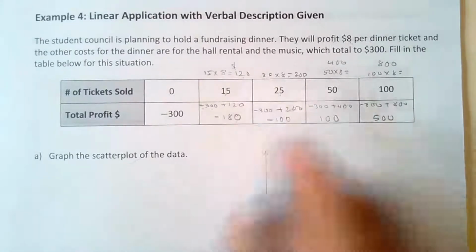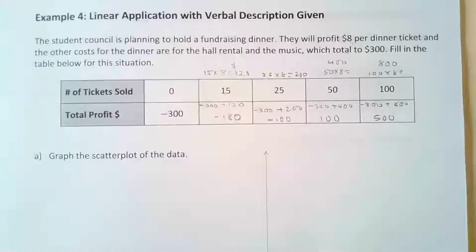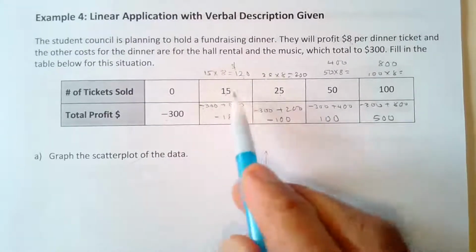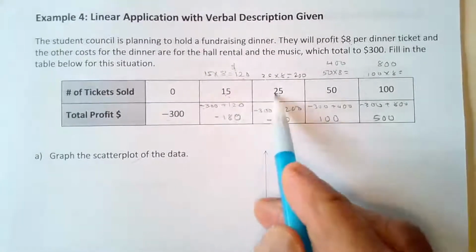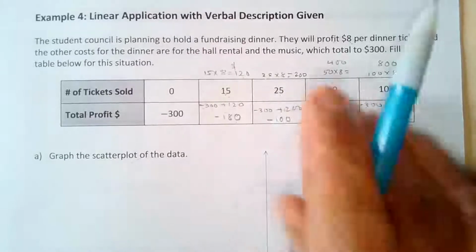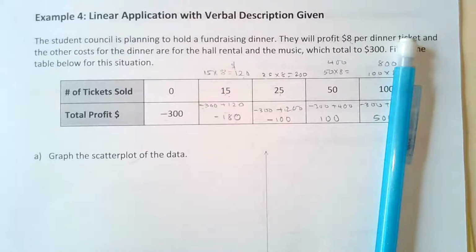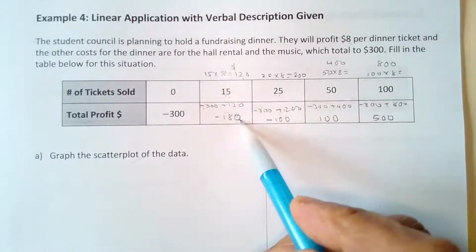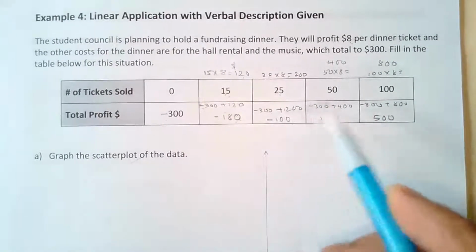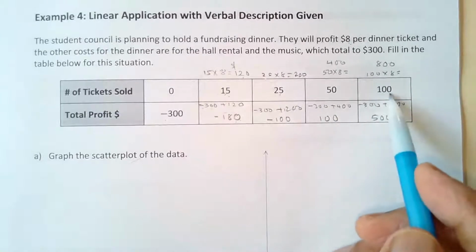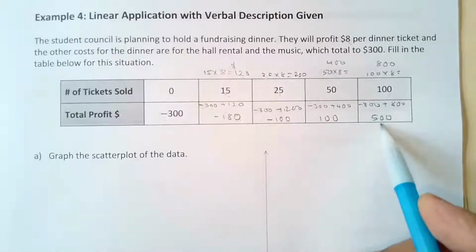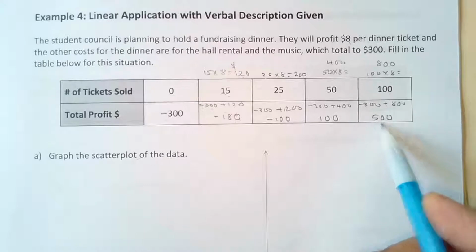So be careful with your algebra here because you started off as negative 300. And this is the total tickets sold. So don't add them because this is just if you were to sell only 15 tickets, you'll be negative 180 if you were to stop there. But you continue selling the tickets. So now the total is you sold 100 tickets, you have a profit of $500.